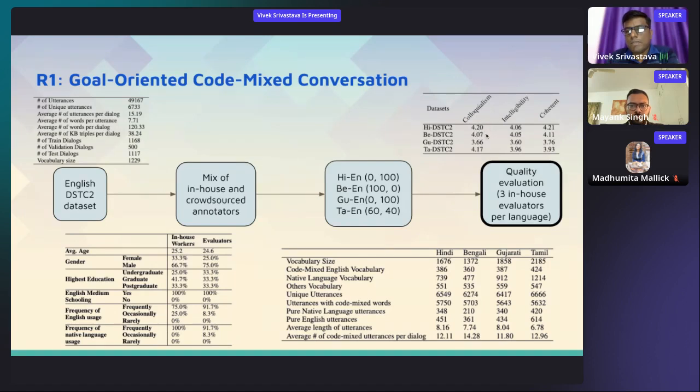The average is given here, and you can see that these average scores are very close to 4 or even 5 in some cases, which means that the sentences being generated are easy to read, and the coherency is very great. So the dataset looks good enough to use across the different languages in the Indian setup. And this is one, and I think the only, dataset which is there for the goal-oriented code mix conversation.